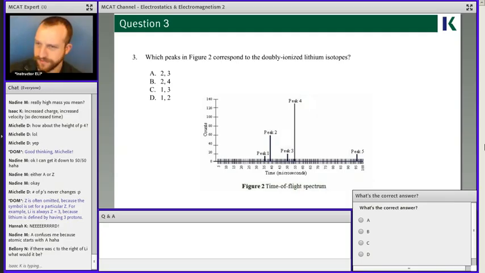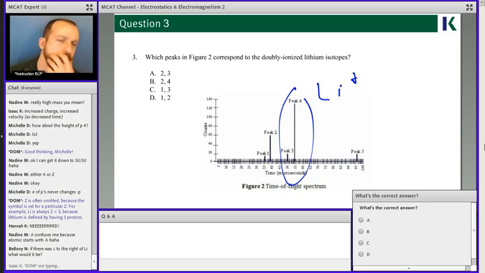We know something from this chart. Let's not forget the fact that we're coming into this with some knowledge base. 3 and 4 are lithium singly plus. They're telling us that we've got doubly ionized.